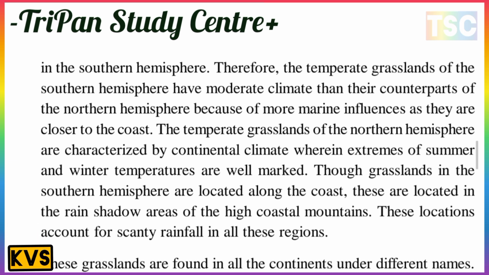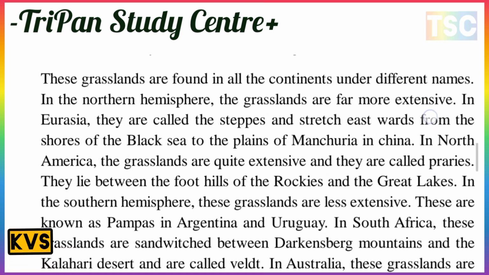The temperate grassland of the northern hemisphere is characterized by a continental climate, where the extremes of summer and winter temperature are well marked. The grasslands in the southern hemisphere are located along the coast, in the rain shadow area of the high coastal mountains, and this location accounts for the scanty rainfall in this region.